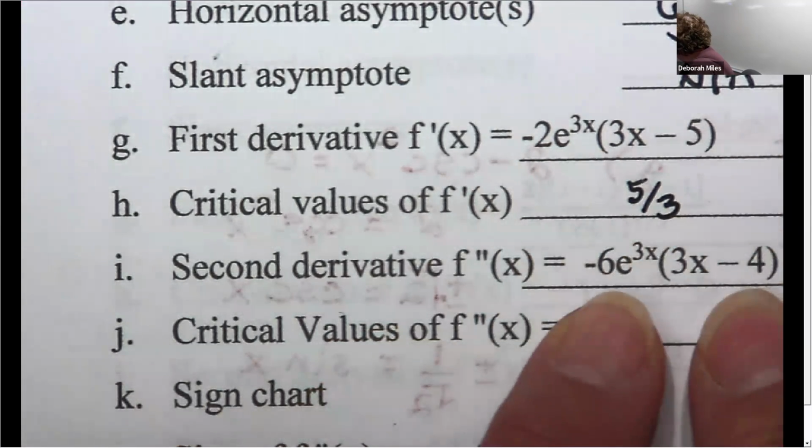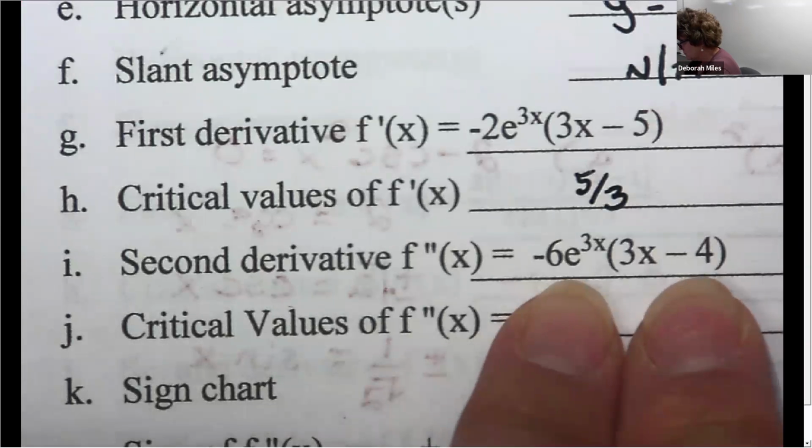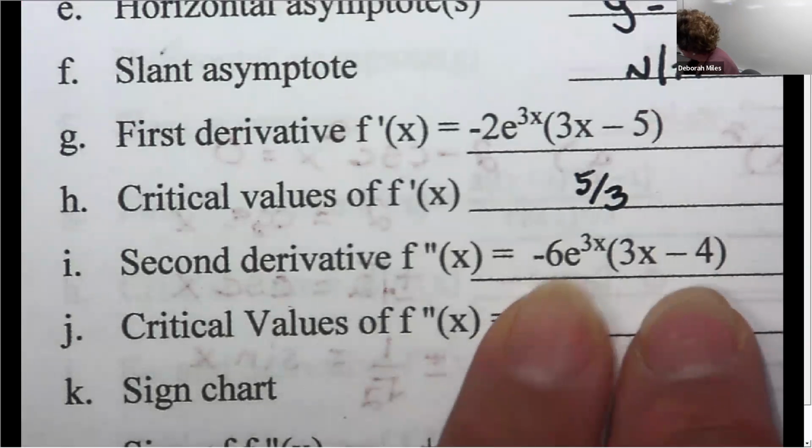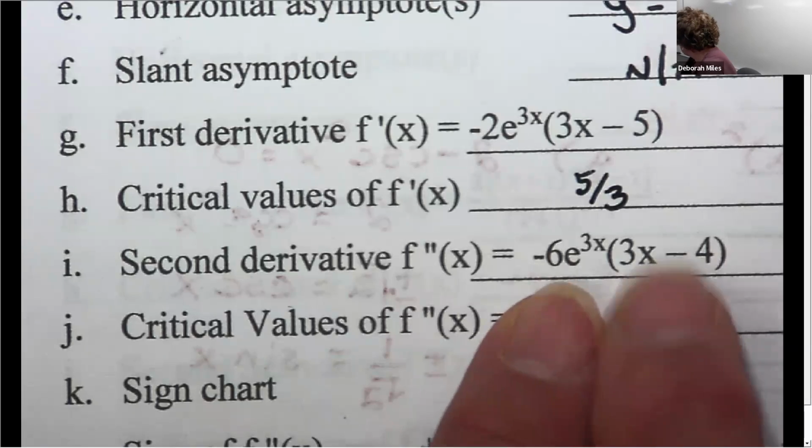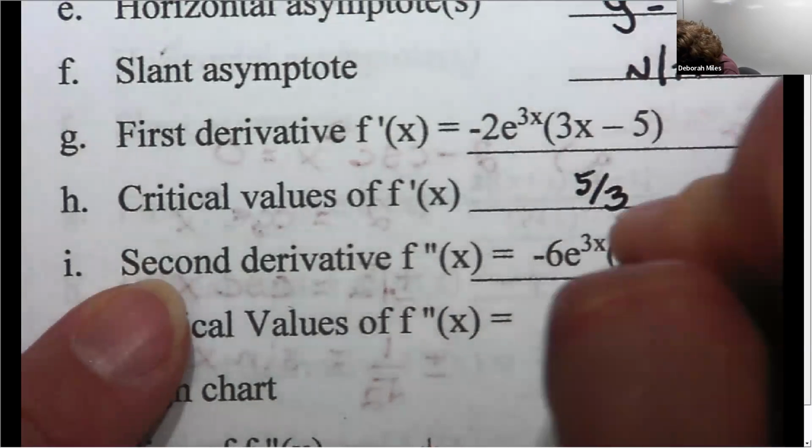What about the second derivative? Is there anything that makes it undefined? Well, it doesn't make it undefined, though. It makes it 0. Nothing makes it undefined, and the only thing that makes it 0 is 4/3.